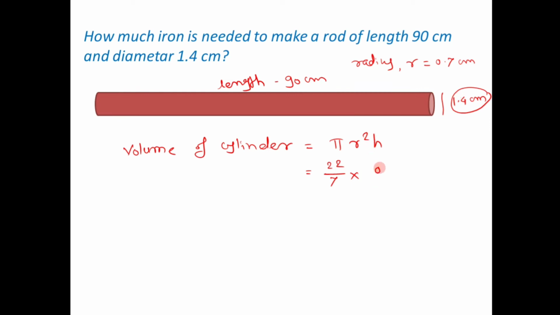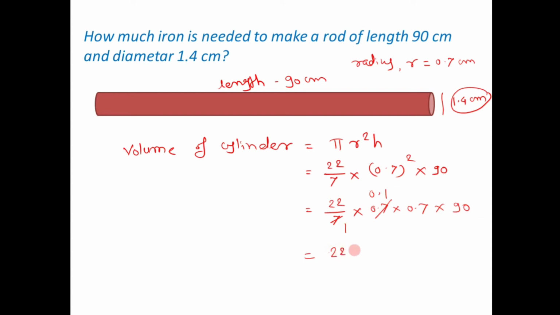So here we should take value of r as 0.7 bracket square into, now h for height. Now in this case the length of this rod is nothing but the height, and length is given to be 90 centimeter. That's why height of this cylinder is 90. Now if we simplify this, we get 22 by 7 into 0.7 bracket square, so we can have 0.7 twice and we have to multiply it into 90. If we divide here, we'll get 7 ones are 7, that is 0.1.